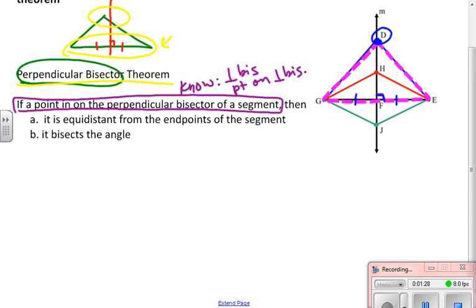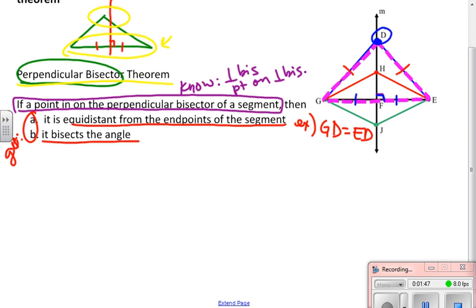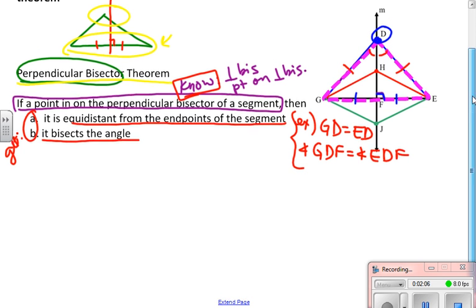What we get as a result are these two things. We get it's equidistant from the endpoints of the segment. So in our example, we get GD equals ED, and it bisects the angle. And so then we get that angle GDF is equal to angle EDF. So pretty powerful theorem if you know this, because you get two extremely useful pieces of information.